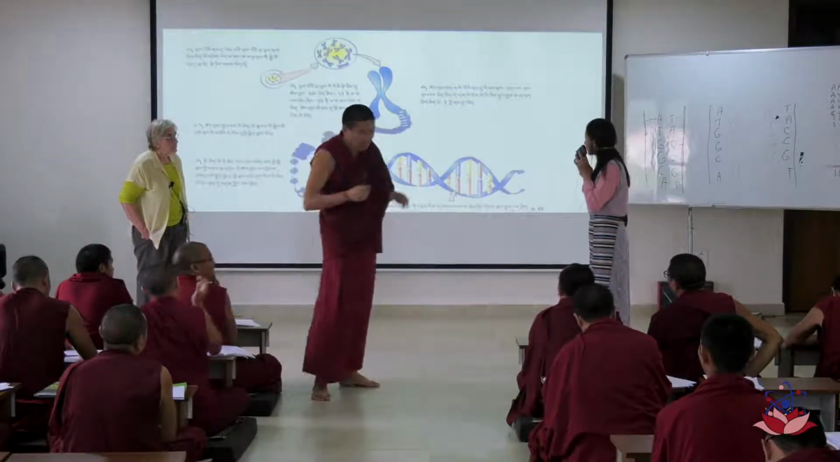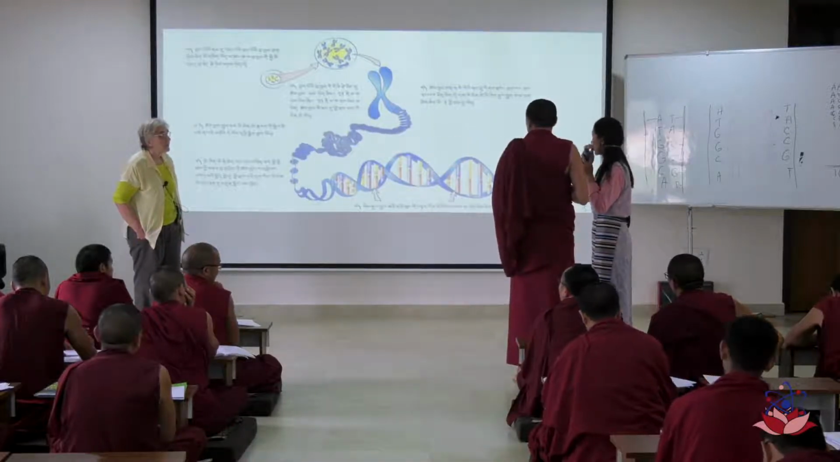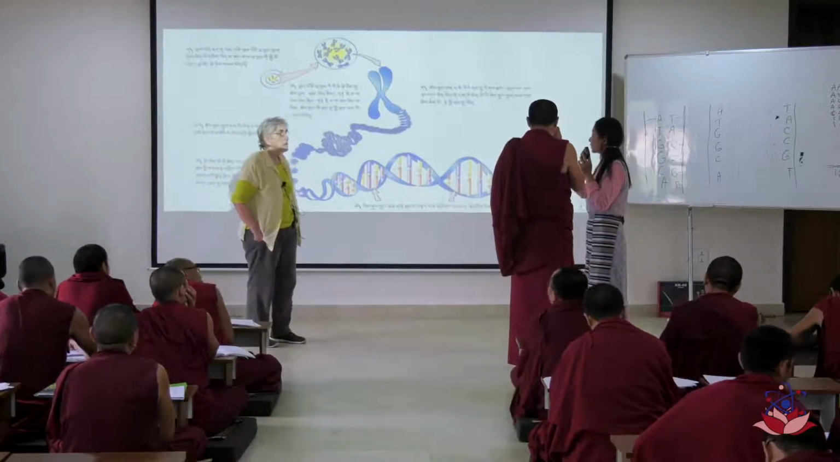So you have mentioned that A pairs with T, right? So is there a possibility that A pairs with G? Is there a change in sequence?